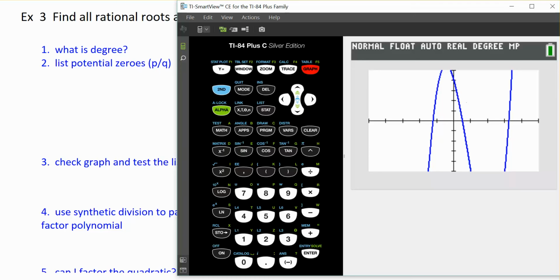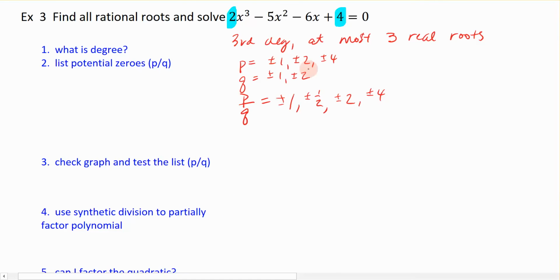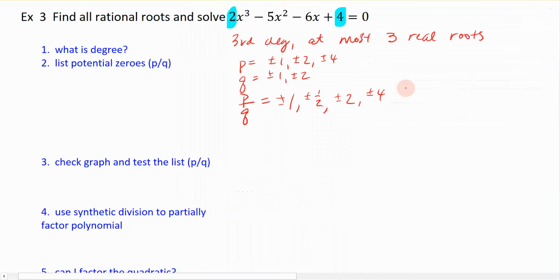Okay, so now I'm going to use the table. We had plus or minus 1, plus or minus 1/2, and so forth. So if I put a 1 in here, I don't get a 0. How about a negative 1? Still no 0. Now I'm going to do 1/2. That's where I get a 0, don't I? 1/2 or 0.5. That's the root that I'm going to use. So I know that when x is equal to 1/2, I have a 0.